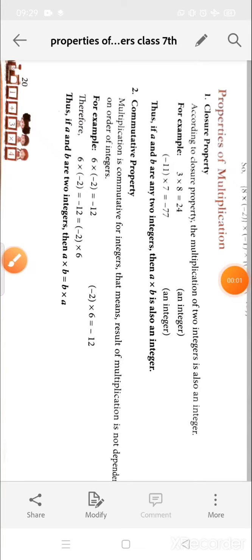Good morning class. As you know beta, in our previous video we discussed the multiplication of integers. In this video we will discuss the properties of multiplication of integers. Now look at the first property.